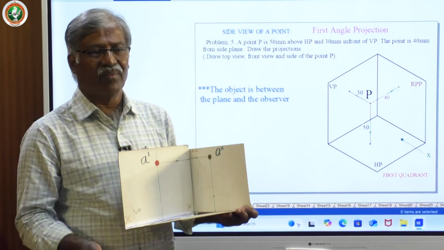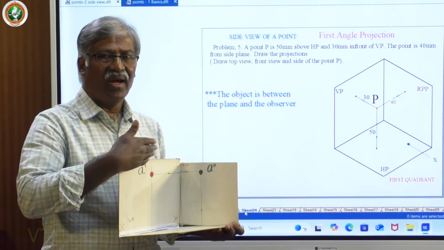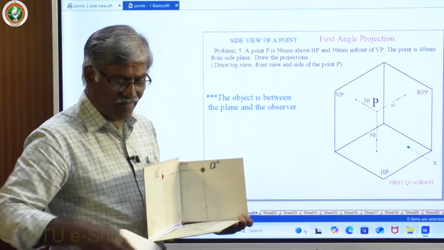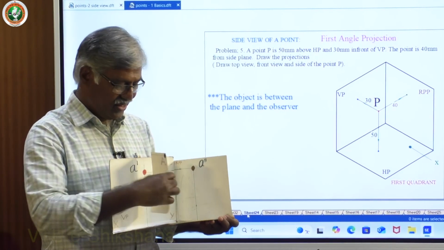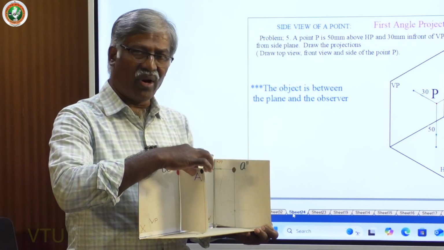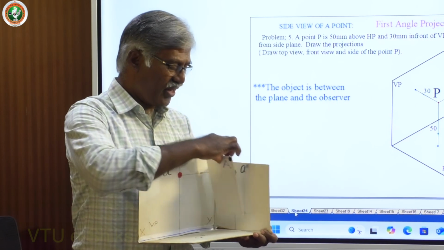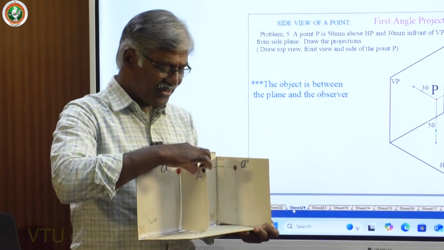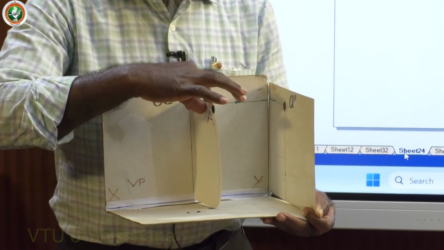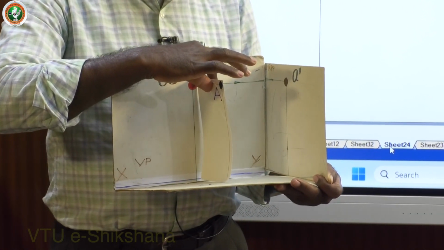The given problem is that the point is 50 mm above HP, 30 mm in front of VP and 40 mm from RPP. Let me assume this particular point A. You can see this point is 30 mm in front of VP, 50 mm above HP and 40 mm from RPP. That means this imaginary plane containing the point is mutually perpendicular to both HP and VP but parallel to VP. Now, how to draw the projections?